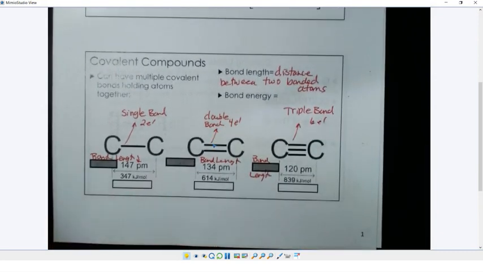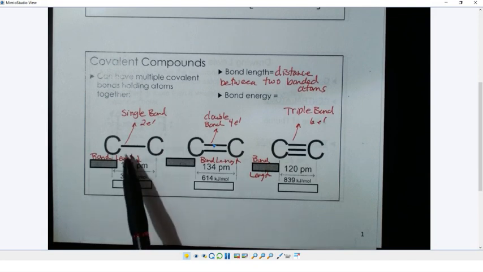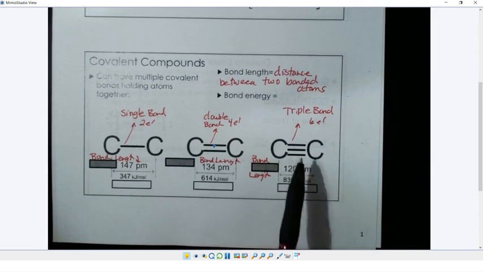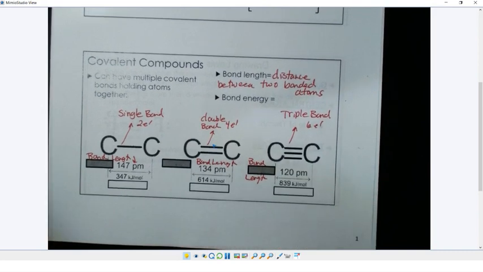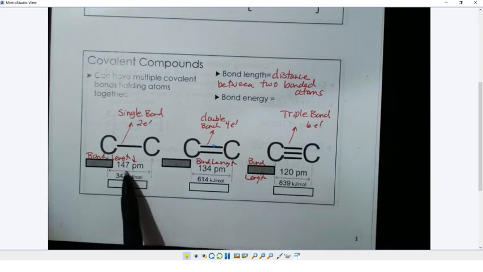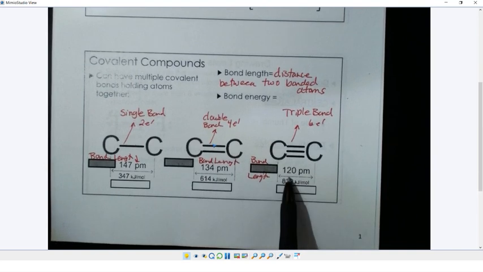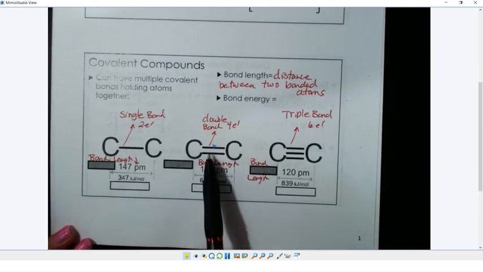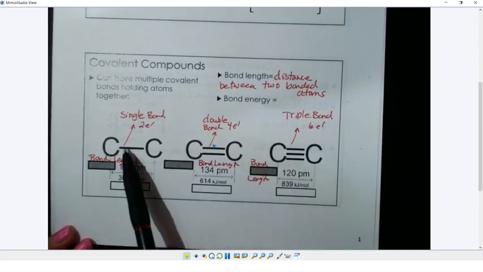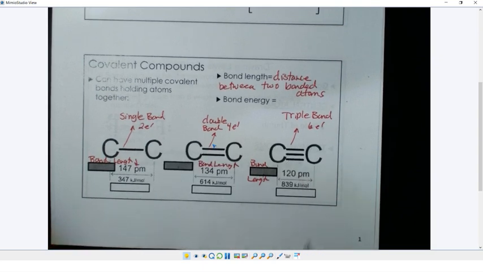Okay, so looking at the bond length, as we go from a single bond to a double bond to a triple bond, what happens to the length of the bonds as more electrons are involved in bonding? I heard it. They get smaller. The distance gets smaller, right? 147 picometers, 134, 120. So as you move from a single, double, triple bond, or as you get more electrons involved in bonding, the bond length gets smaller.